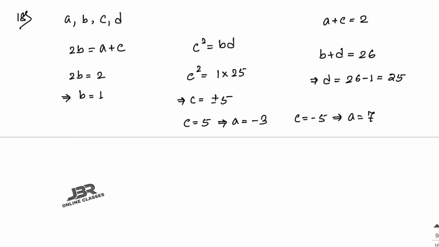So hence the required numbers are: if A equals 7, B equals 1, C equals minus 5 and D equals 25. And next, if A equals minus 3, B equals 1, C equals 5 and D equals 25. So these are the four numbers. Now next one, sum number 19.